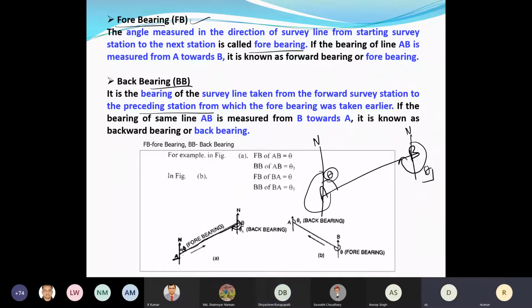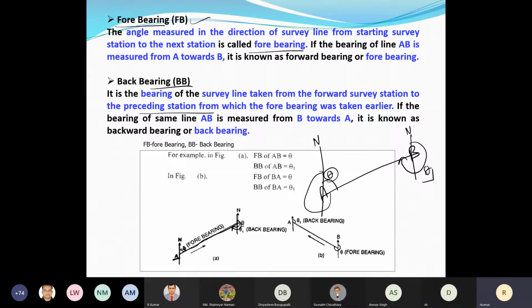Yes. So the difference between fore bearing and back bearing is always 180 degrees if there is no local attraction. We will define what local attraction is. Are you getting that? If there is no error between back bearing and fore bearing, then the difference will be 180. Have you got the point? I think, is it clear?